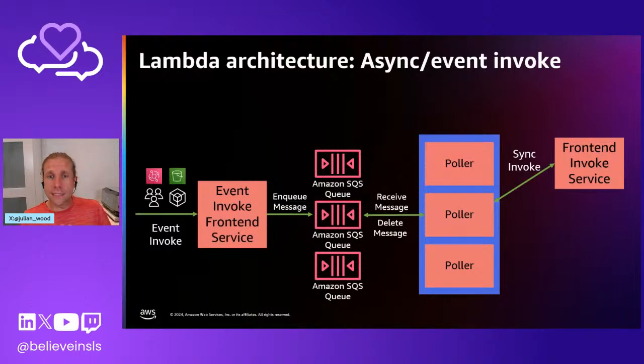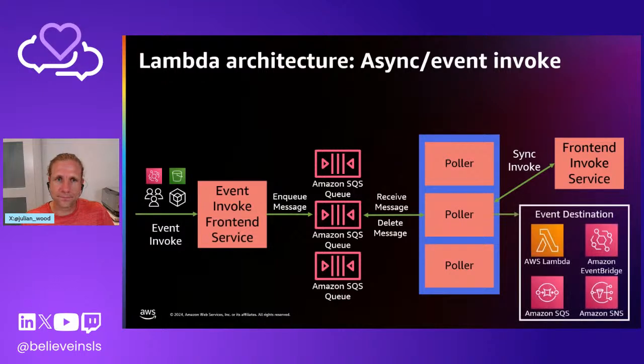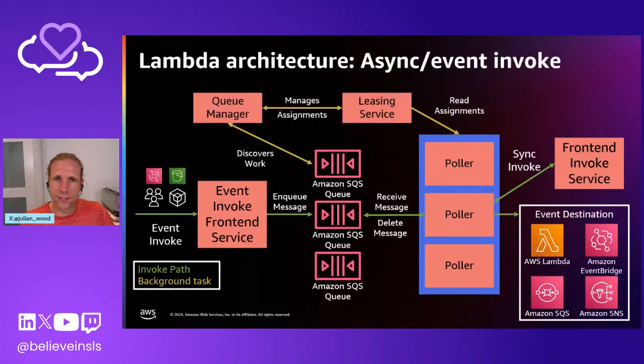If the response is not successful, then the poller is going to return the message to the queue. It's always going to delete messages that have been processed and leave the messages that have not been processed. If you know about SQS, this is using the same visibility timeout as you use with your own SQS queues. You can also configure event destinations for async invokes, and this provides callbacks after processing, whether the invokes are successful or they've failed after retries are exhausted.